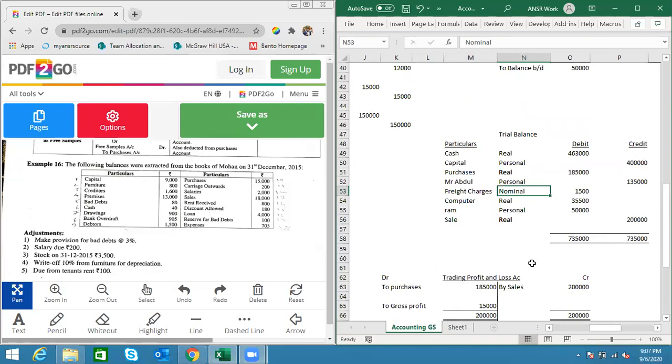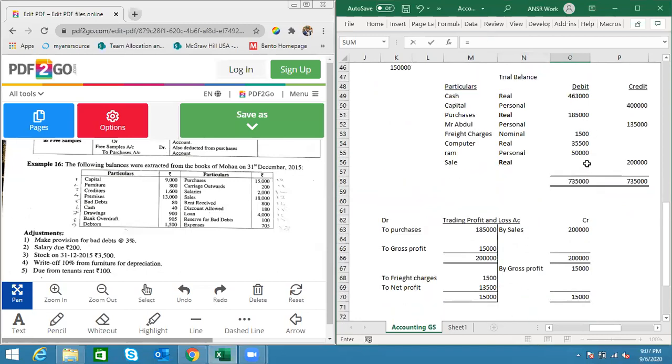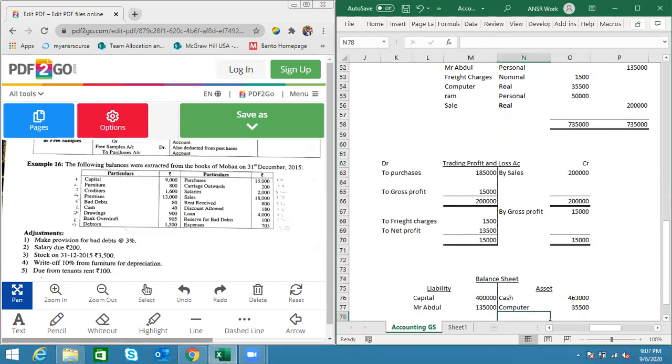We have already taken this to the trading and profit and loss account because it is a nominal account, and a nominal account does not come in the balance sheet. So we are skipping that. Let's come to the computer. It is a real account. It will come in the balance sheet. Now it has a debit balance. Debit balance will come as an asset. Which amount is 35,500. Let's come to the next account, Ram's account.